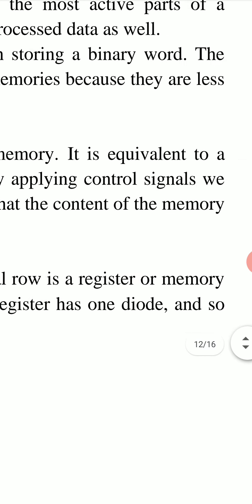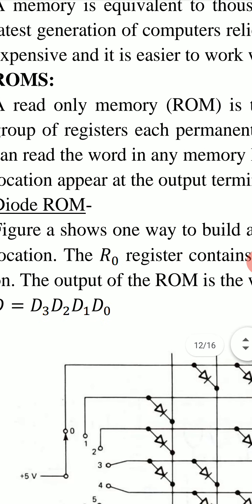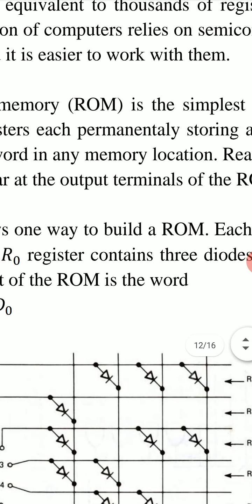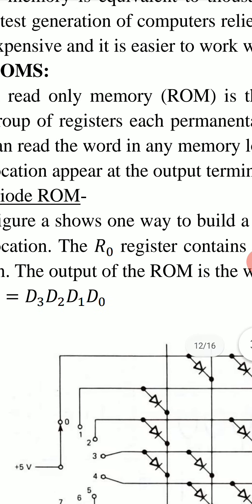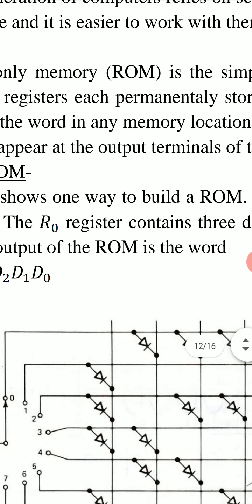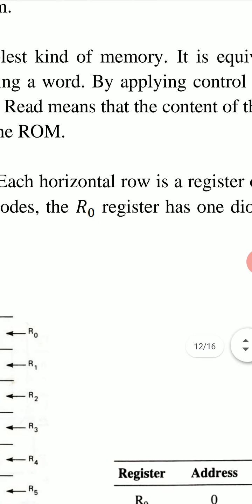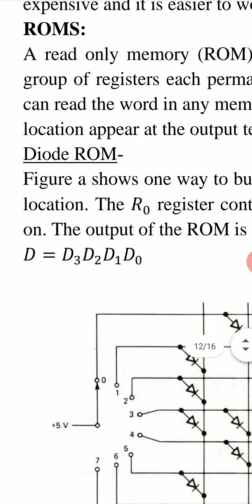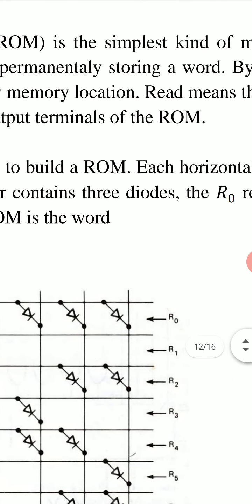By applying control signals, we can read the word in any memory location. A binary word in memory is stored in some memory location. Read means that the content of the memory location appears at the output terminals of the ROM.